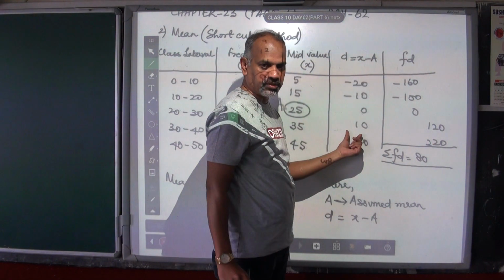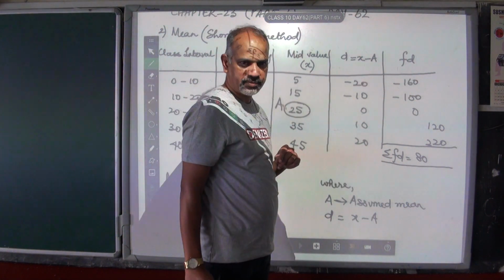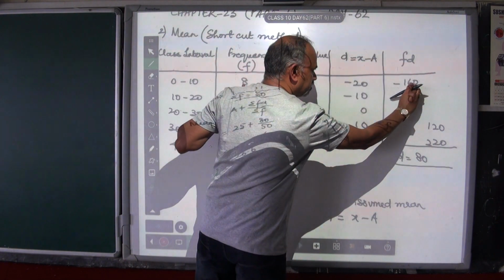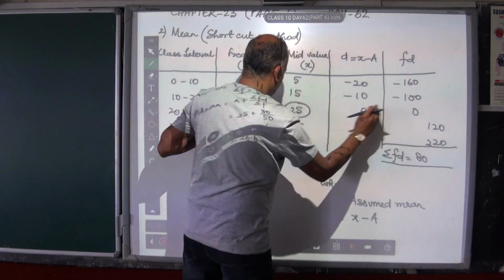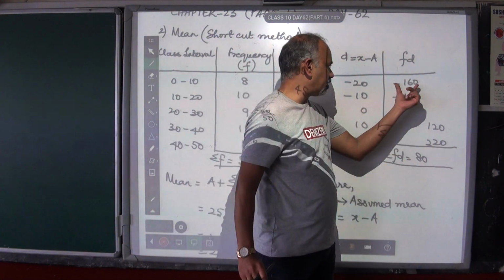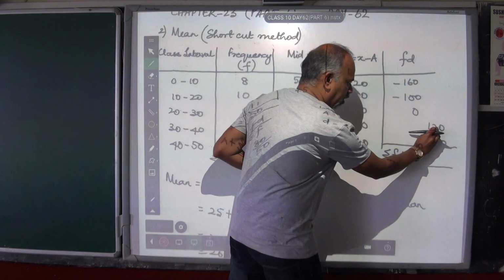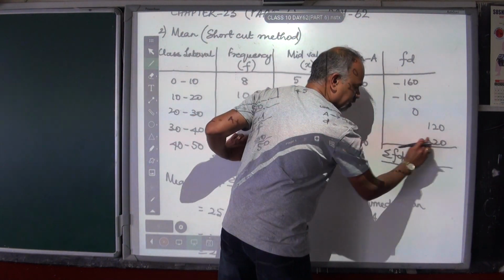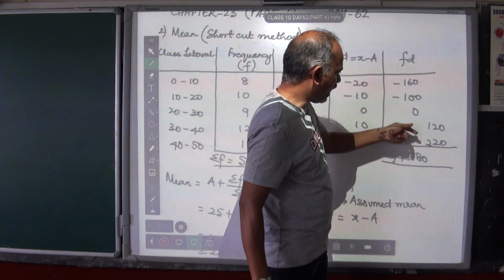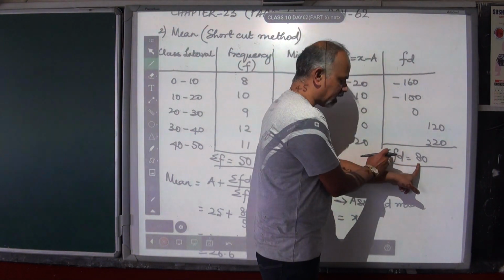After finding your d values, the next column is to multiply f values with these d values. Each f value has to be multiplied with each d value. So 8 into minus 20 is minus 160. 10 into minus 10 is minus 100, and 9 into 0 gives you 0, and then 12 into 10 is 120. Now I've written negative values separately, so write the positive values a little away. So 12 into 10 is 120 and 11 into 20 is 220. So you got two negative values, two positive values. If you add these, you will get minus 260, and if you add these, you will get 340. 340 minus 260 will give you 80, that is sigma fd.